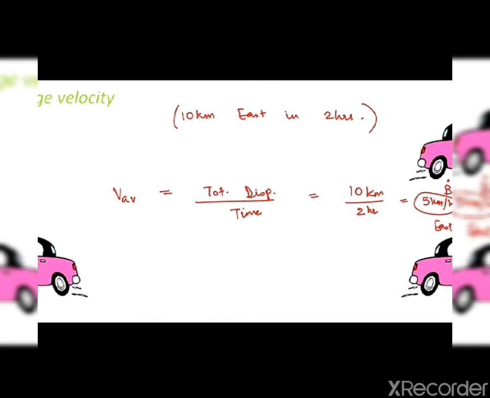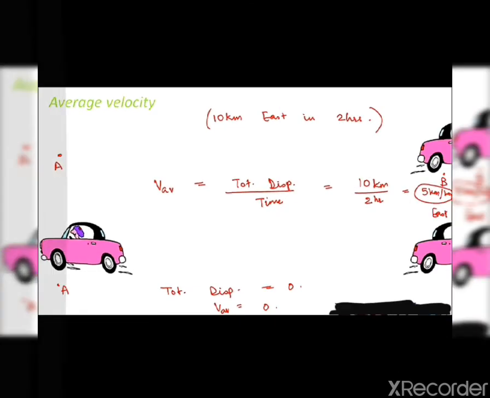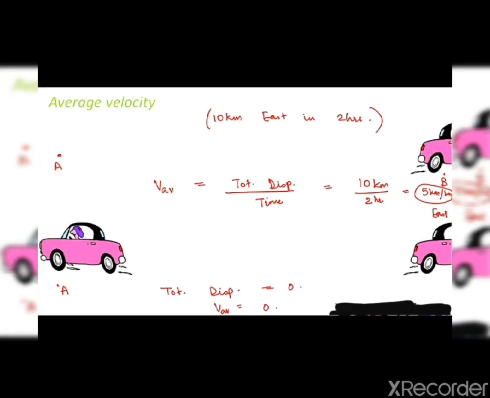Now let's look at, for example, say a car moves from A to B and then comes back from B to A. What is the total displacement in this case? In this case, total displacement is 0 because the starting and the end points are the same. So therefore, the average velocity for the entire journey comes out to be 0. It's similar to average speed.